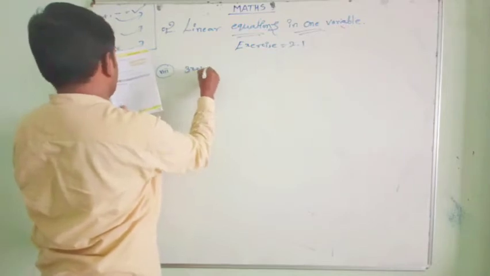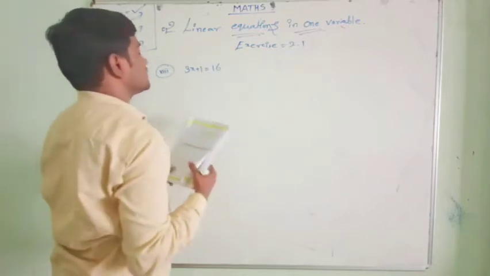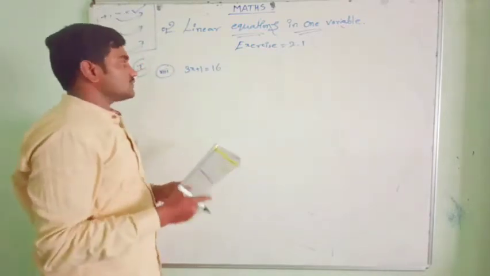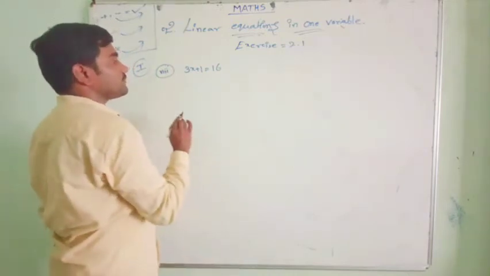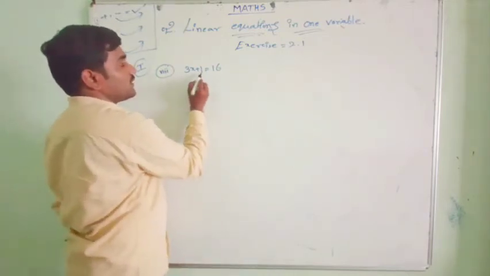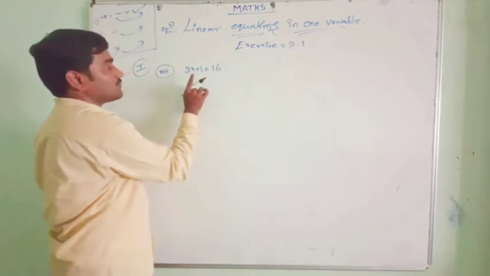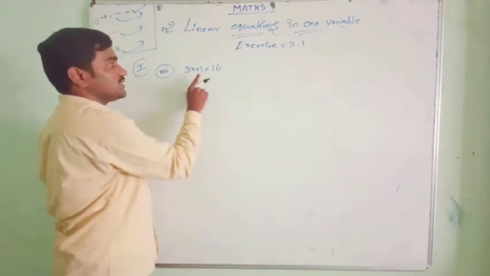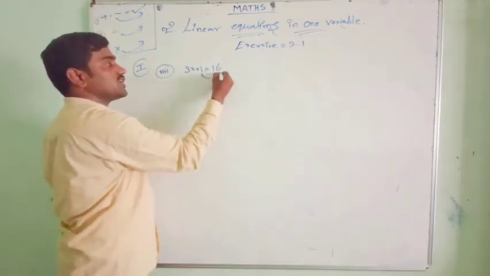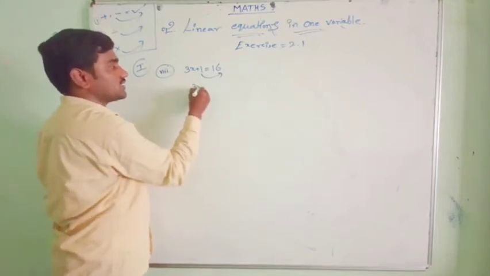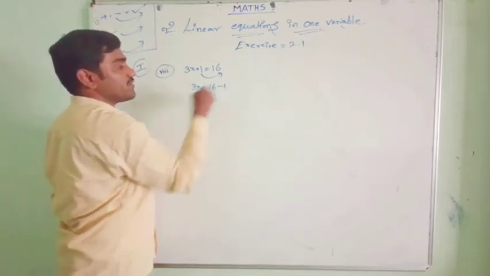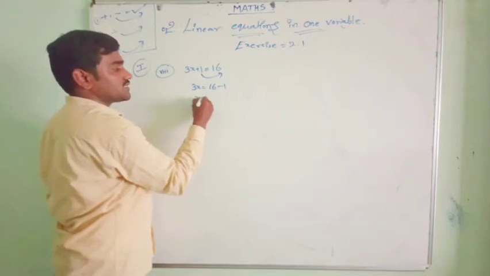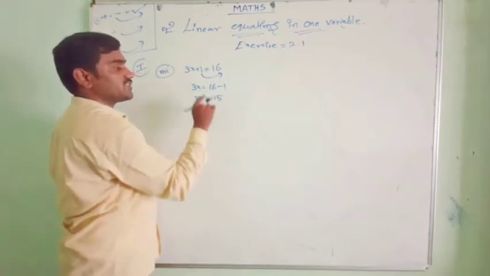3x plus 1 equal to 16. See, first see the plus or minus connected terms. Yes, there is a plus connected term. First we need to transport the plus connected term. 3x equal to 16 plus 1 becomes minus 1. So 3x equal to 16 minus 1, that is 15.